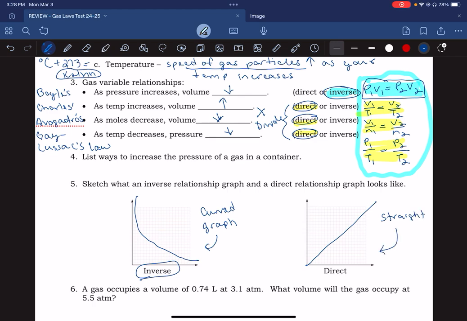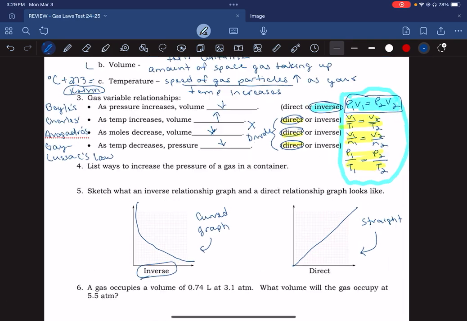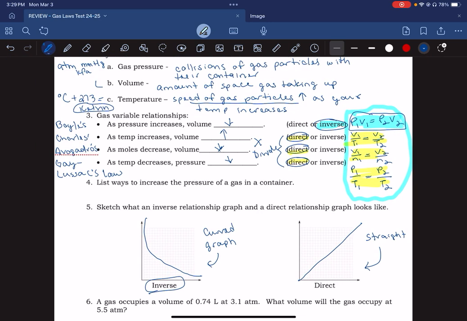Okay. All right, so let's go back up to number 4 before we conclude this part. It says list ways to increase pressure of a gas in a container. So let's look at these equations. If you don't want to memorize what ways you can increase pressure of a gas in a container, you can go look at the relationships that we have written down over here. So I see pressure in a couple places. I've got pressure here, and I've got pressure here. In an inverse relationship, we know that when one goes up, the other must go down.